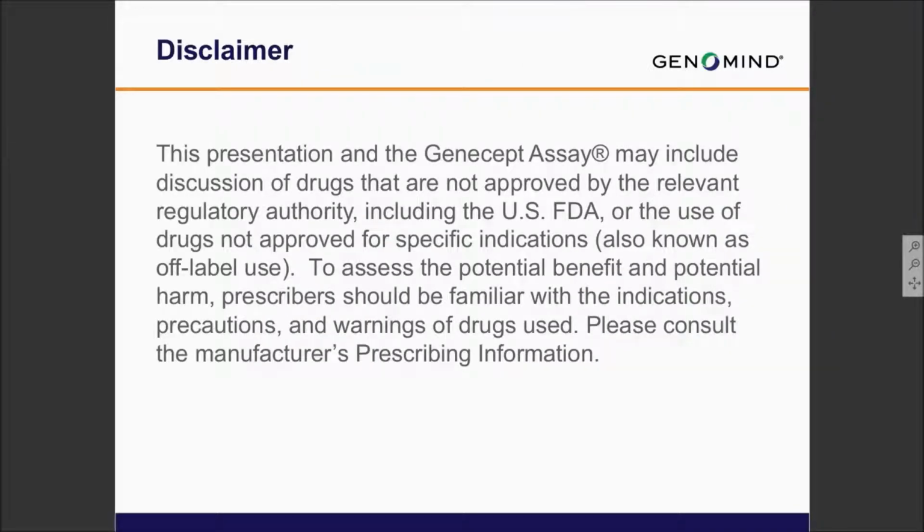This presentation and the Genecept assay may include discussion of drugs that are not approved by the relevant regulatory authority, including the US FDA, or the use of drugs not approved for specific indications, also known as off-label use. To assess the potential benefit and potential harm, prescribers should be familiar with the indications, precautions, and warnings of drugs used. Please consult the manufacturer's prescribing information.